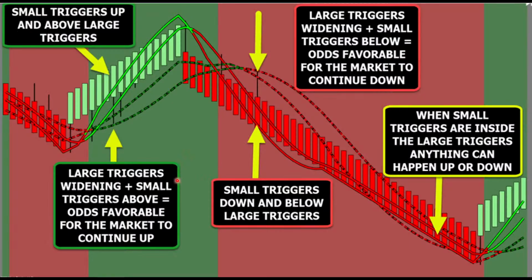Strong trigger lines tend to be the easiest lesson that you'll ever get. When the background is green, the market is going up. When the background is red, the market is going down. In order to have strong triggers in an uptrend, both small and large triggers must also be green. In a downtrend, they must also be red.